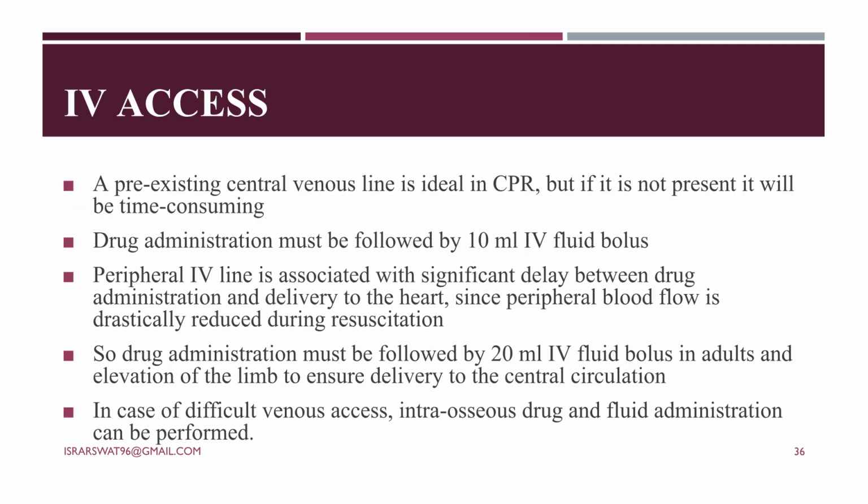A pre-existing central venous line is ideal for IV access. Peripheral IV lines are common, but drug administration must be followed by a 20 milliliter fluid bolus and limb elevation to reach central circulation. Intraosseous access is an alternative.